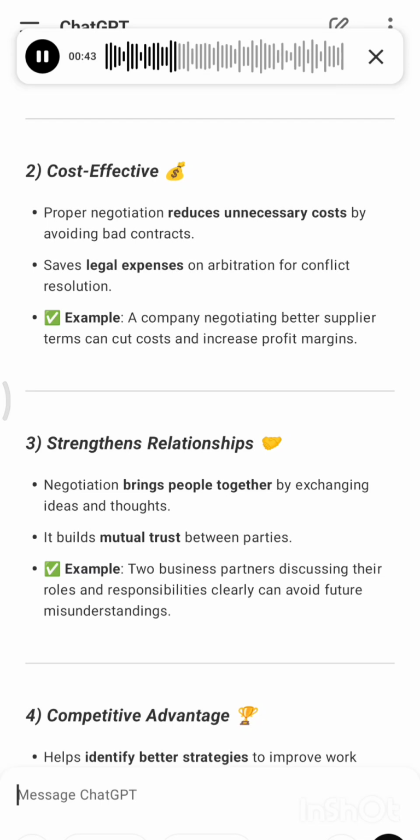Saves legal expenses on arbitration for conflict resolution. Example, a company negotiating better supplier terms can cut costs and increase profit margins. 3, strengthens relationships. Negotiation brings people together by exchanging ideas and thoughts. It builds mutual trust between parties. Example, two business partners discussing their roles and responsibilities clearly can avoid future misunderstandings.